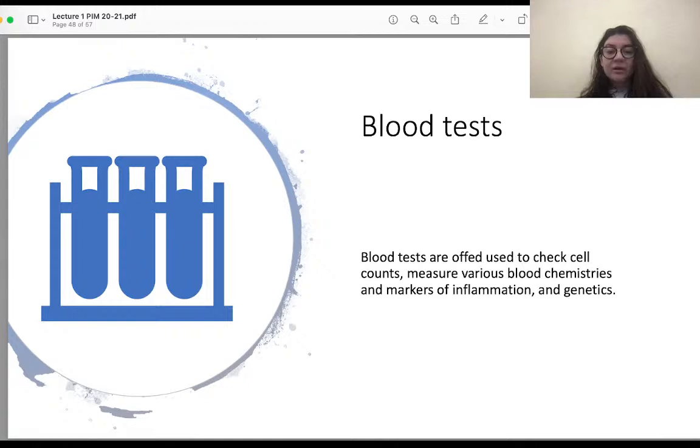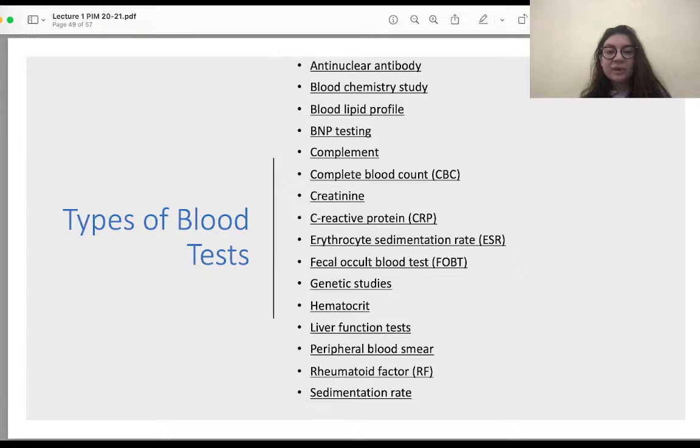Blood test. Blood tests are often used to check cell count, measure various blood chemistries, and markers of inflammation and genetics. Types of blood tests. There is a huge number of different tests. You can see them in laboratory lists. Let's name the main ones.